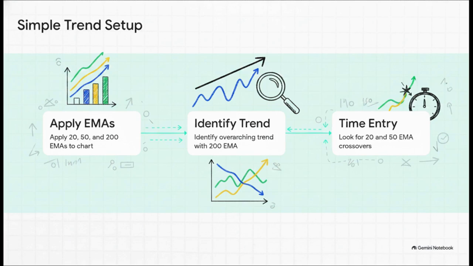Remember, if the price is above it, we're looking for buying opportunities. If it's below, we are very cautious. Step 3. Once you know the macro trend, zoom in and look for crossovers between the faster 20 and 50 EMAs to actually time your entry. If the macro trend is up and the 20 crosses above the 50, bam, that is your signal. This entirely filters out the noise, confirms your direction, and gives you a distinct, actionable trigger.